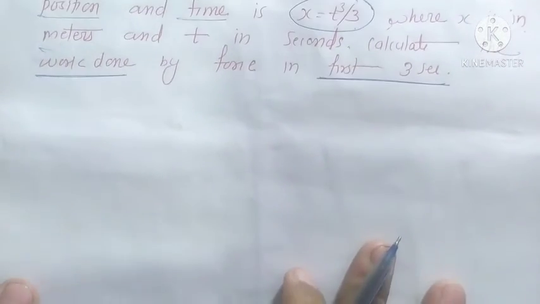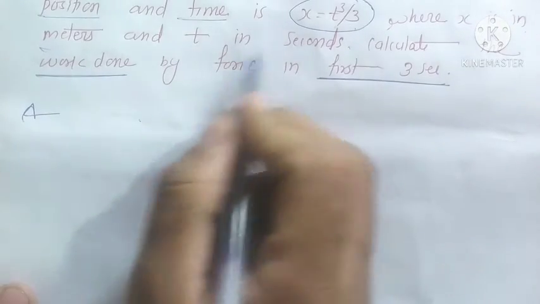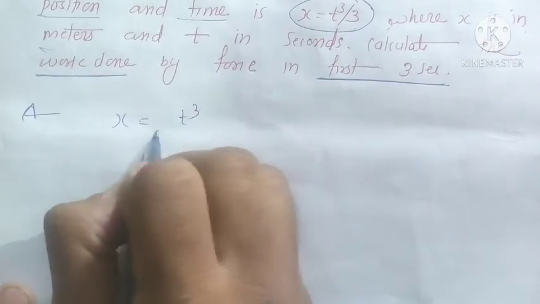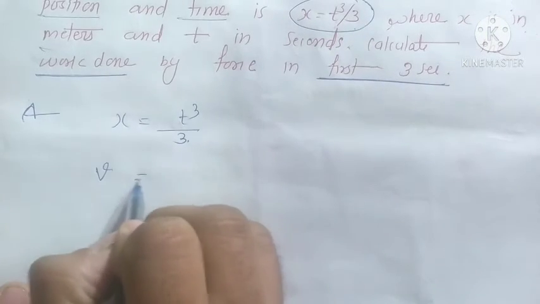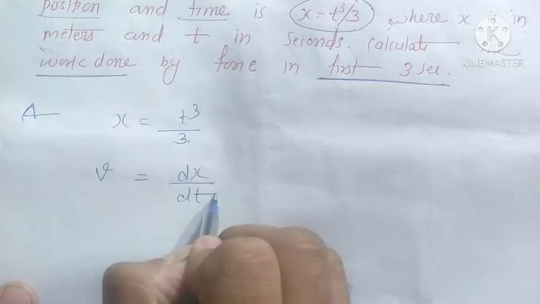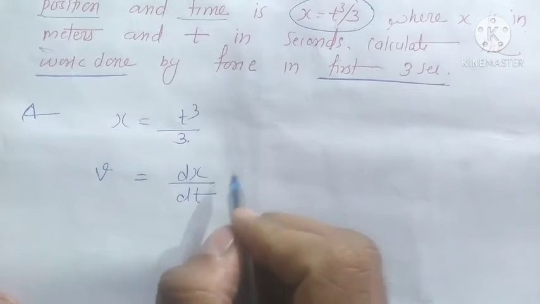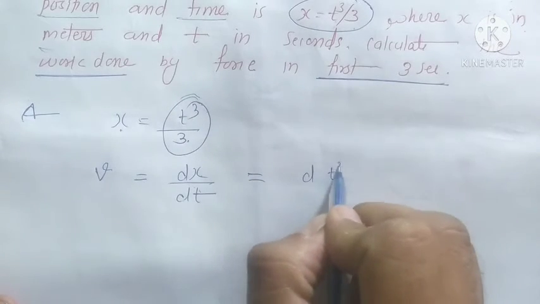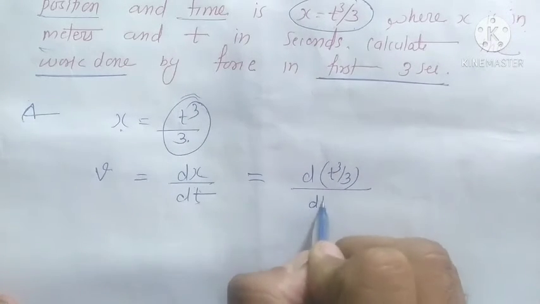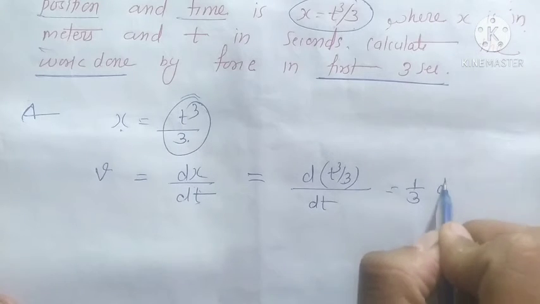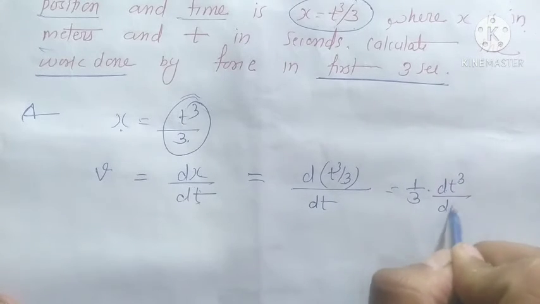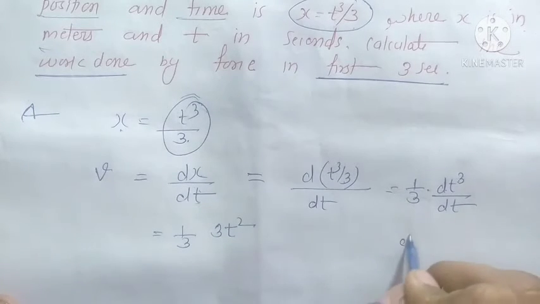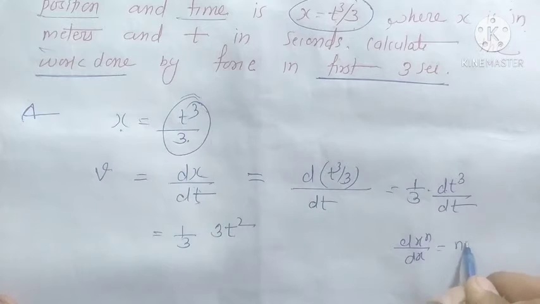So what is given here, firstly we write the relation between position and time: x is equal to t cube upon 3. We already know that velocity is equal to dx upon dt, the rate of change of displacement with respect to time. So we put this value here, x is equal to t cube upon 3, upon dt. So 1 upon 3 d(t cube) upon dt, so 1 upon 3 times 3t square. We use this formula, d(x^n) upon dx is n x^(n minus 1).